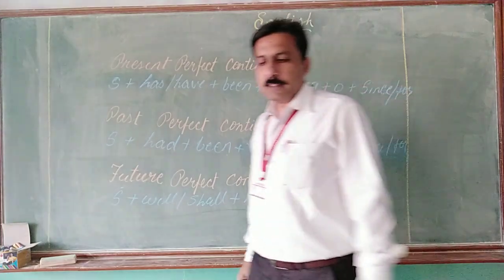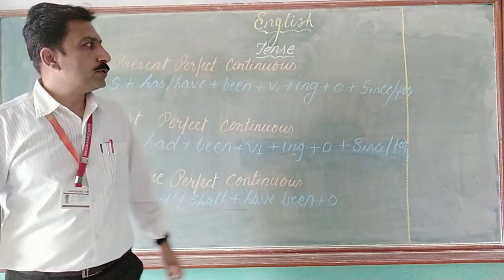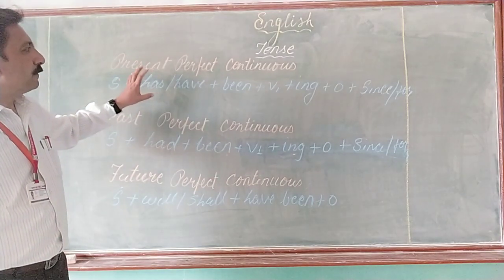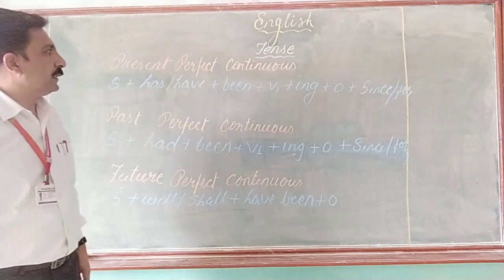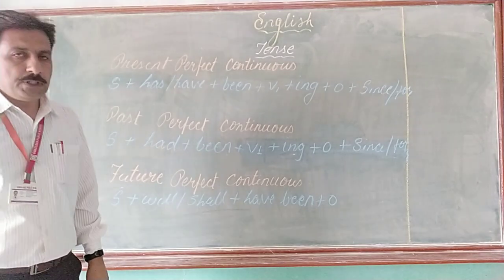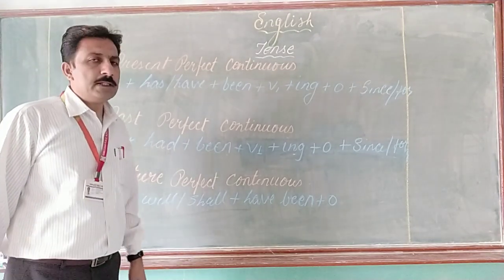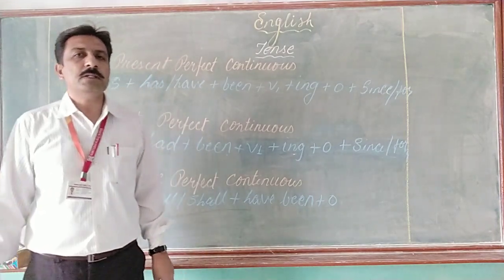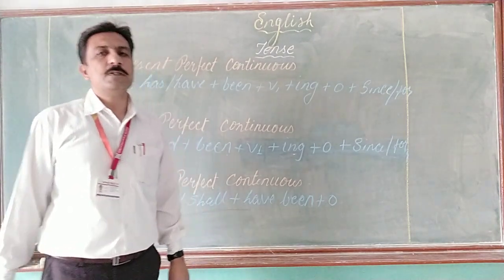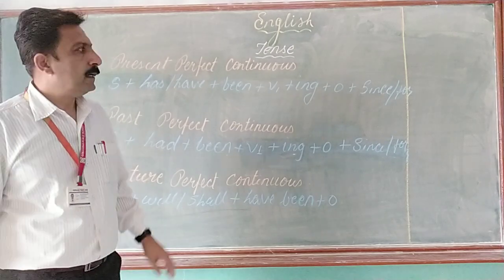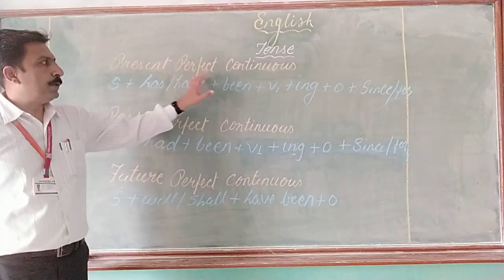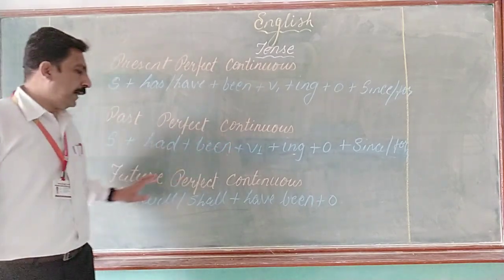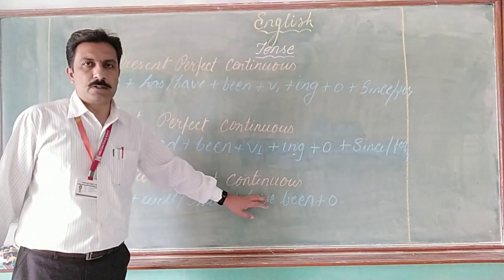Now in my previous lecture, I had explained about the different aspects of present, past and future tense. Now 3 are left. Now we will discuss these 3 last aspects of present, past and future tense, and that is present perfect continuous, past perfect continuous and future perfect continuous.